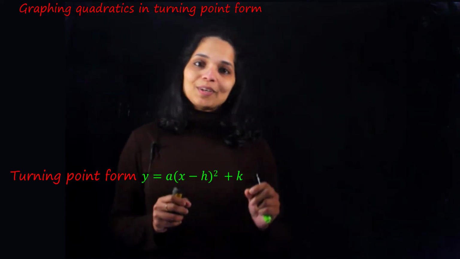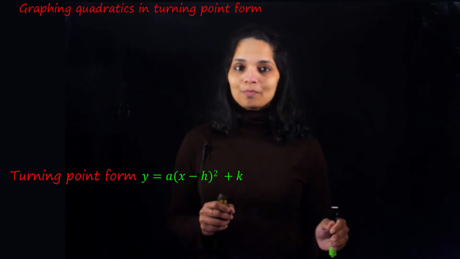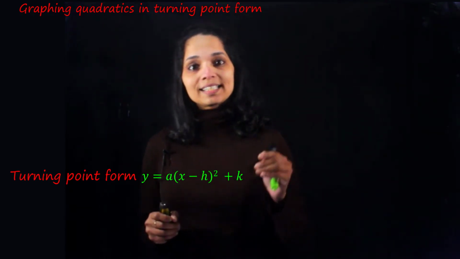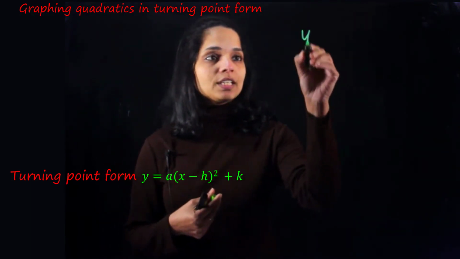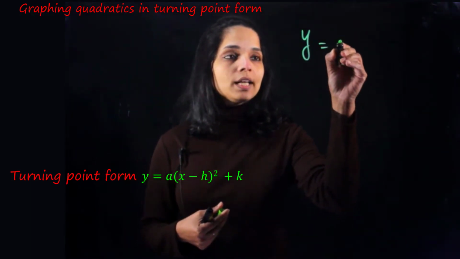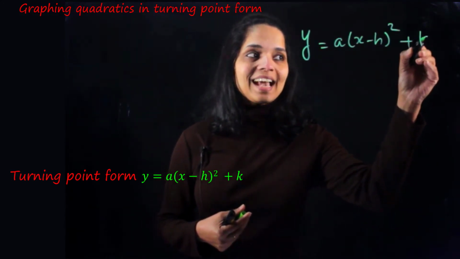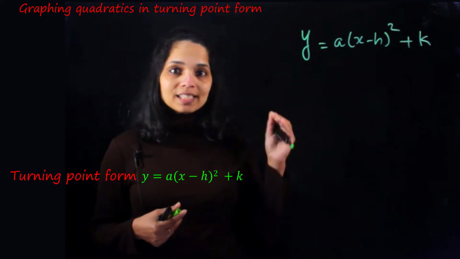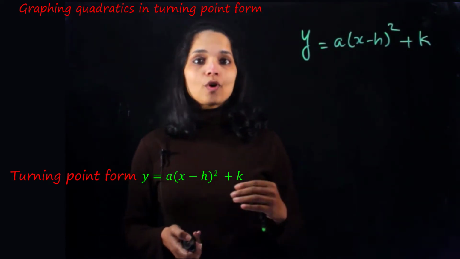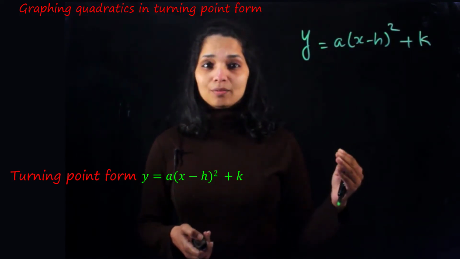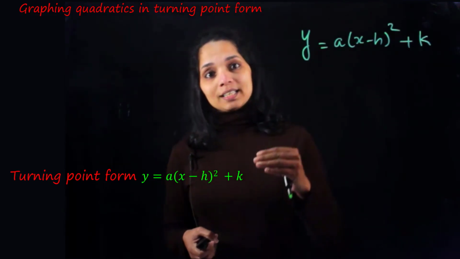Welcome everyone. In this video, we're going to learn how to graph a quadratic function in turning point form. We already know what a turning point form of a quadratic looks like. The turning point form is y equals a(x minus h) the whole squared plus k. This turning point form can be obtained for any quadratic function by using the completing the square technique, which you learned before.